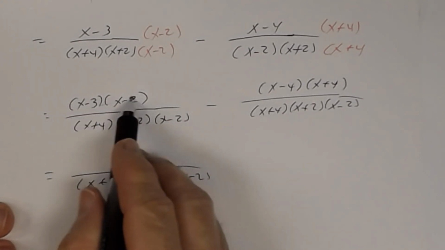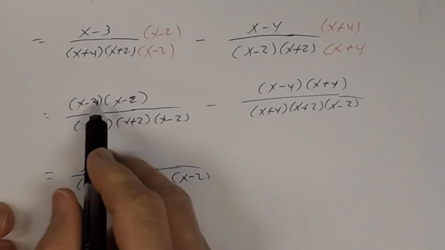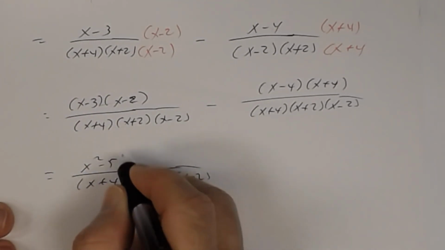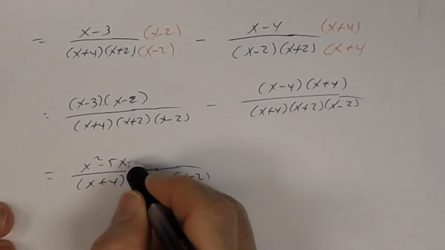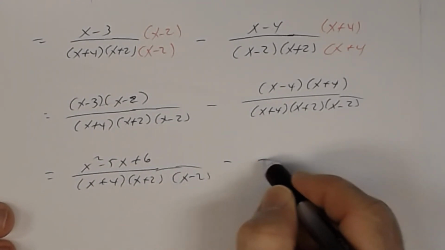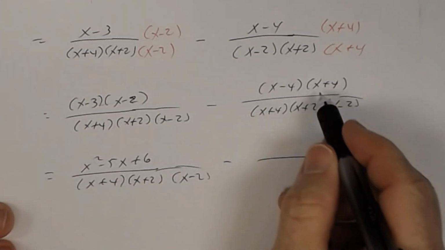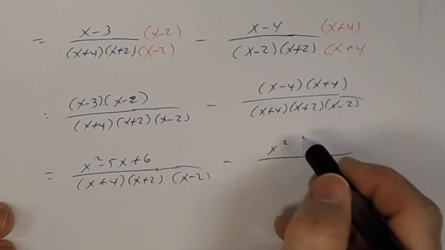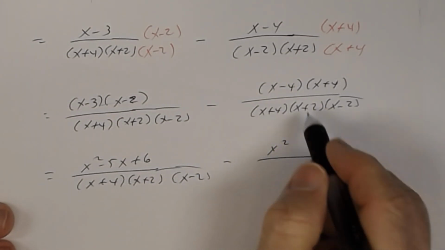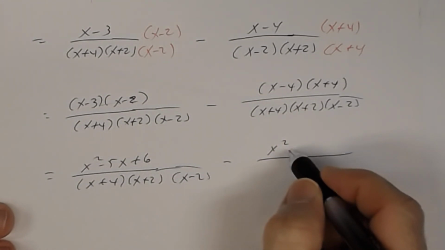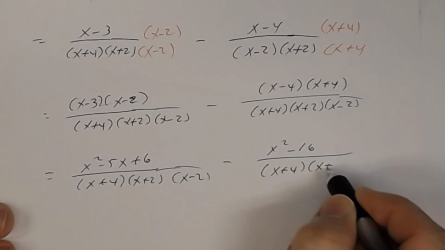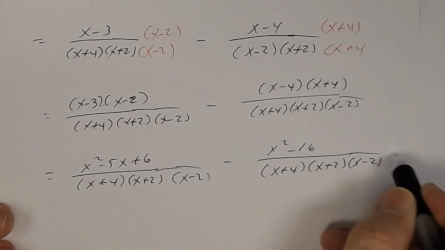So if I FOIL this out, though, I get x squared. The outer is a negative 2x. The inner is a negative 3x. I get a negative 5x. Negative 3 times negative 2 is a positive 6. Minus, over here, FOIL this out. X times x is x squared. The outer is 4x. The inner is a negative 4x. So the x term is 0. A negative 4 times a positive 4 is a negative 16. Divided by x plus 4, x plus 2, x minus 2.